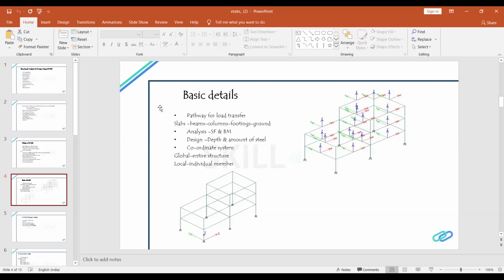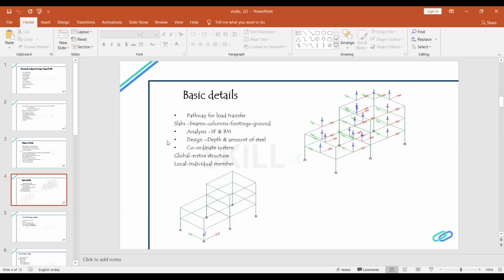then to the footing and to the soil, which is the final. In the analysis for each and every structure, what we are supposed to design, we will be computing the values of shear force and bending moment. Once the shear force and bending moment values have been obtained, with the help of that, the depth of each section and the area of steel, that is the amount of steel required, will be calculated in the design part.